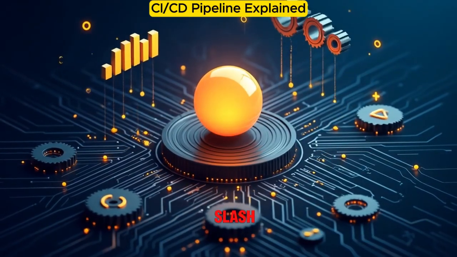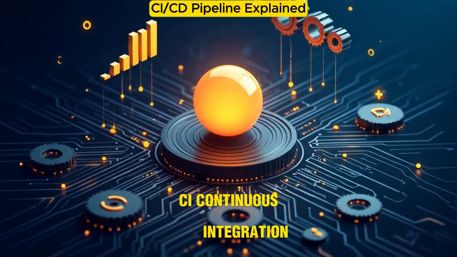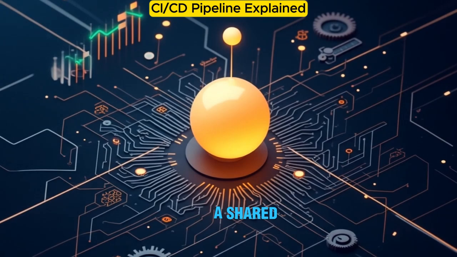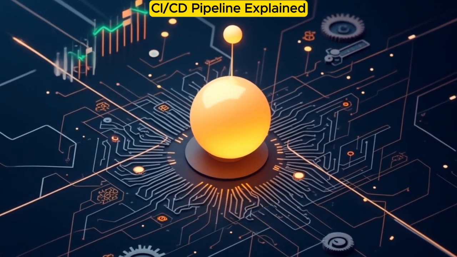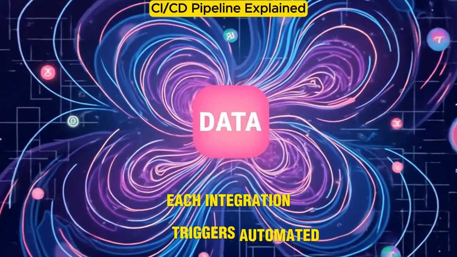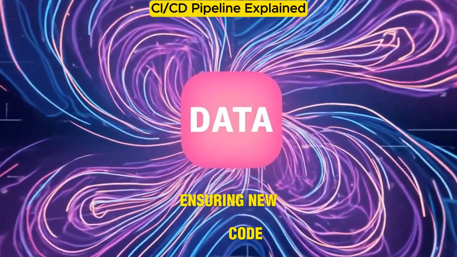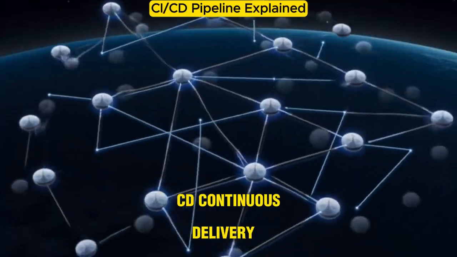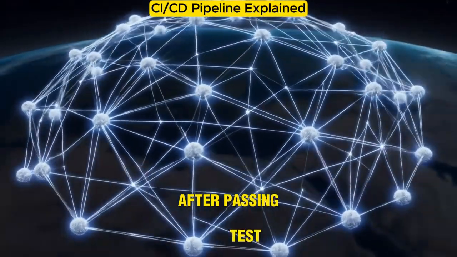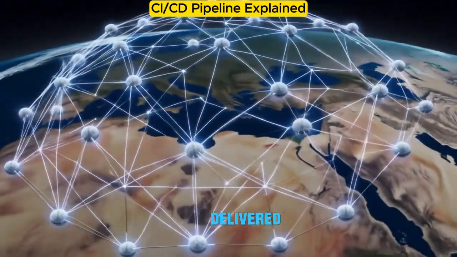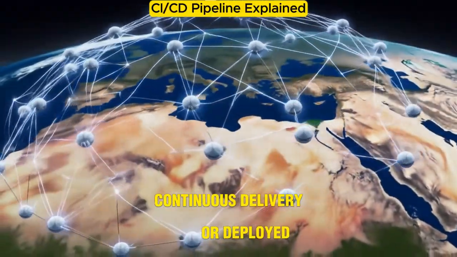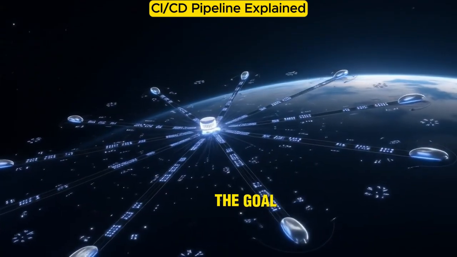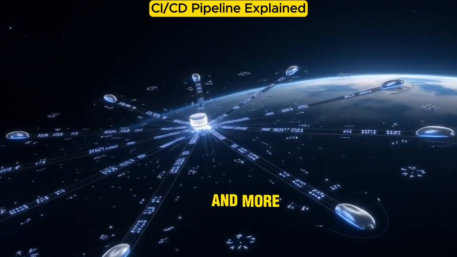What is CI/CD? CI, Continuous Integration. Developers regularly merge, integrate code changes into a shared repository, often multiple times a day. Each integration triggers automated builds and tests, ensuring new code doesn't break the existing application. CD, Continuous Delivery/Deployment. After passing tests, the application is automatically delivered (continuous delivery) or deployed (continuous deployment) to a staging or production environment. The goal is to release software updates faster and more reliably.